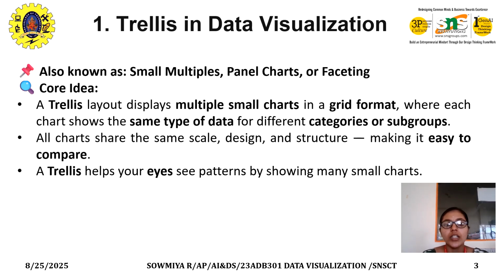First, let's see what a trellis is. One large complex chart breaks into multiple small charts. A trellis chart, also known as small multiples or faceted charts, breaks down one complex visual into a grid of smaller, similar charts. It's like watching a cricket match score split across four screens, each showing a different player's performance, same format but grouped by player. Each chart shows the same variable, for example marks, for different groups, for example departments. They use the same axis and style, so it's easy for your eyes to compare.